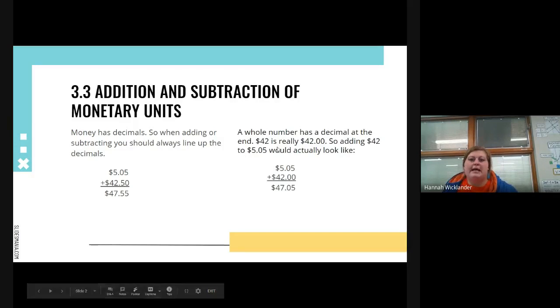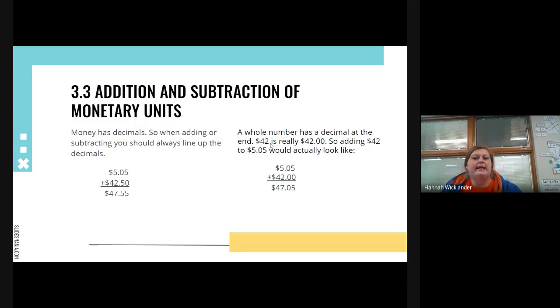A whole number has a decimal at the end. We don't write it. When we're adding and subtracting money, it's always important that our decimals are lined up. So if it's a number just like 42, you need to add the decimal and then 0, 0. So it'll look like this. You can line your decimals up so that you can keep everything in order. Because if you just have the 42 under the 0 and the 5, it wouldn't be right. You would get a completely wrong answer. So it's important that if there's no decimals that you put in 0.00 to keep them in line.